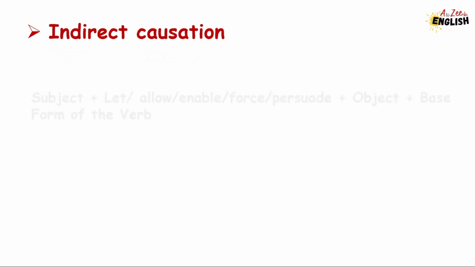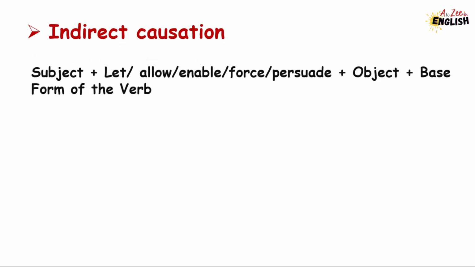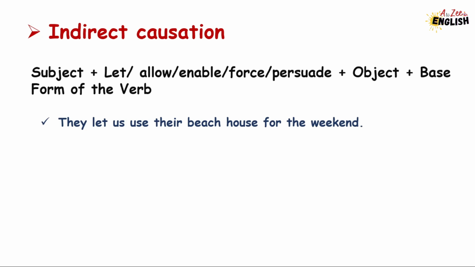The next one is indirect causation. It is the subject plus let, allow, enable, force, persuade. These are all indirect causative verbs, plus object plus base form of verb. For example, they let us use their beach house for a weekend. Here the subject is they, the causative verb is let, the object is us, and the action is use their beach house for the weekend. In this sentence, the subject they is allowing or permitting the object us to perform the action of using their beach house for the weekend.